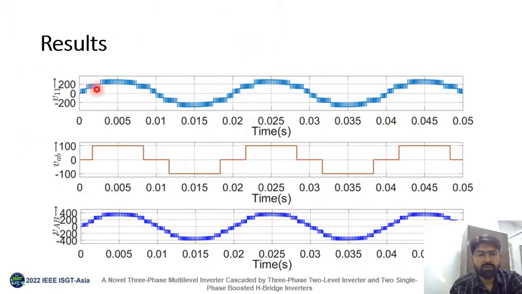This is the simulation result for generating the line voltage VAB. Here V11 is the output voltage of BHBI11 and VAB is the output voltage of TTI. So these two output voltages are cascaded to form the line voltage VAB.